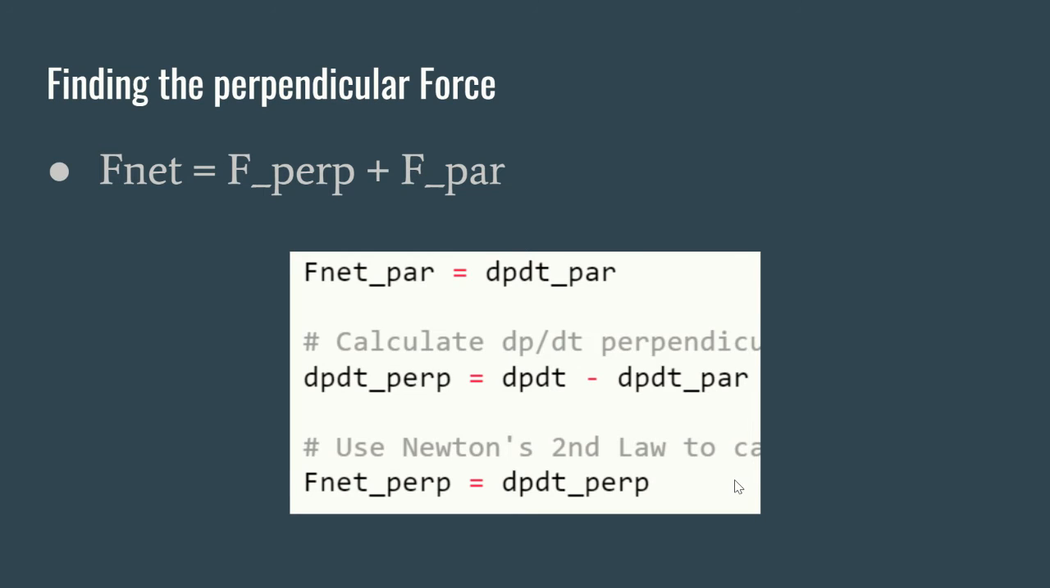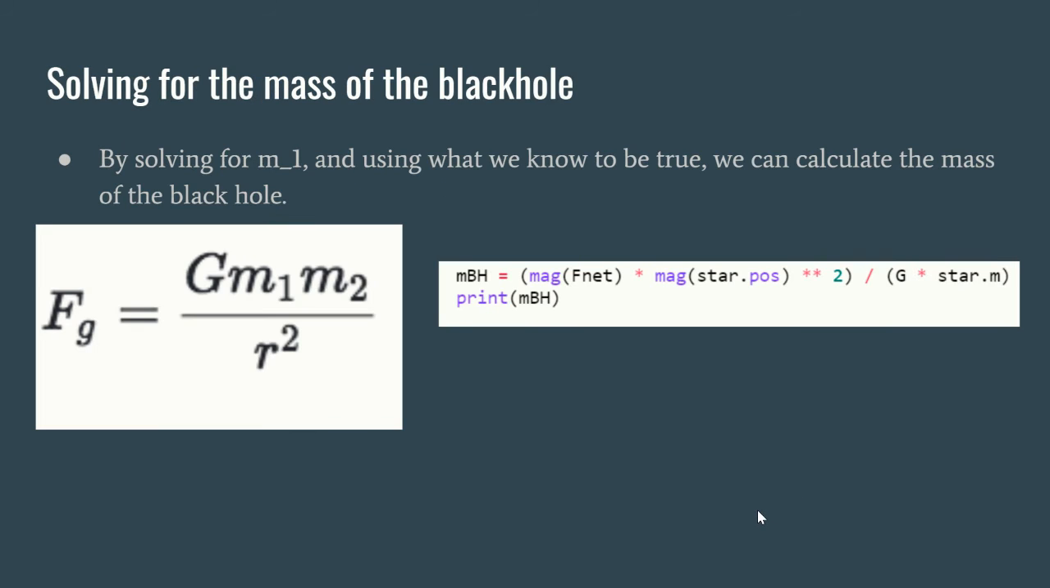Now, how can we find the perpendicular force? So what is the perpendicular force? Well, the perpendicular force is the component of the net force that determines the direction of motion. And since we know that F net is equal to the perpendicular force plus the parallel force, and we already know the values for the net force and parallel force, we can just do some simple algebra to solve for the perpendicular force, which is also reflected in this code right here.